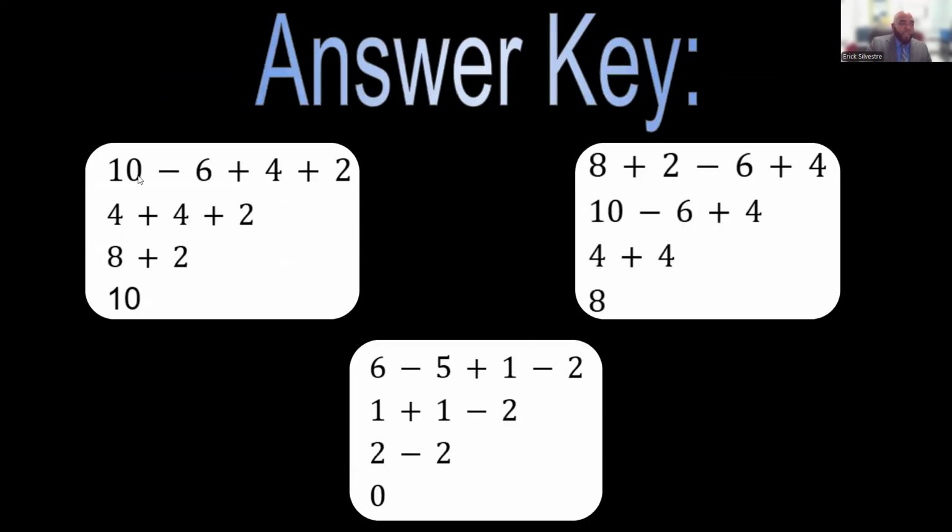All right, so again, you go from left to right when you are dealing with addition and subtraction. So 10 minus 6 gives me 4. 4 plus 4 gives me 8. 8 plus 2 gives me 10. Same thing on the other side. You have 8 plus 2 is 10. 10 minus 6 is 4. 4 plus 4 is 8. And the last example, 6 minus 5 is 1. 1 plus 1 is 2. And 2 minus 2 is 0. So keep practicing those types of problems because, when you're dealing with addition and subtraction, you have to look at which one comes first when you look at them from left to right.